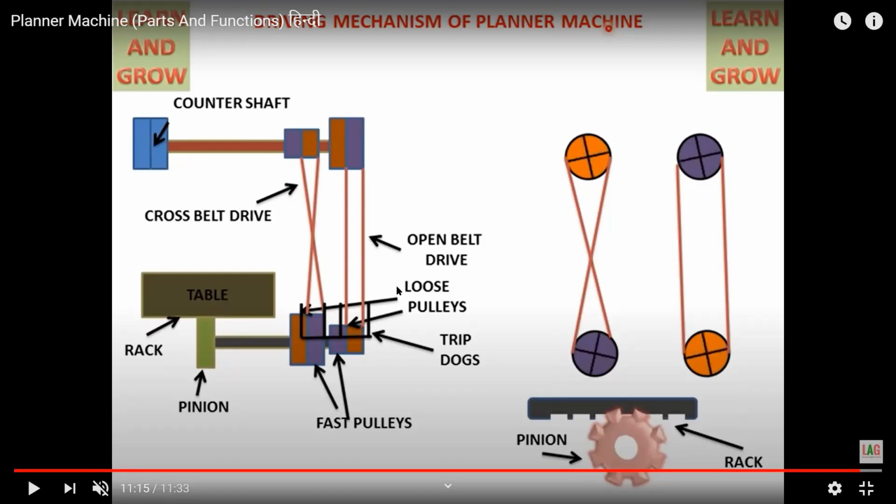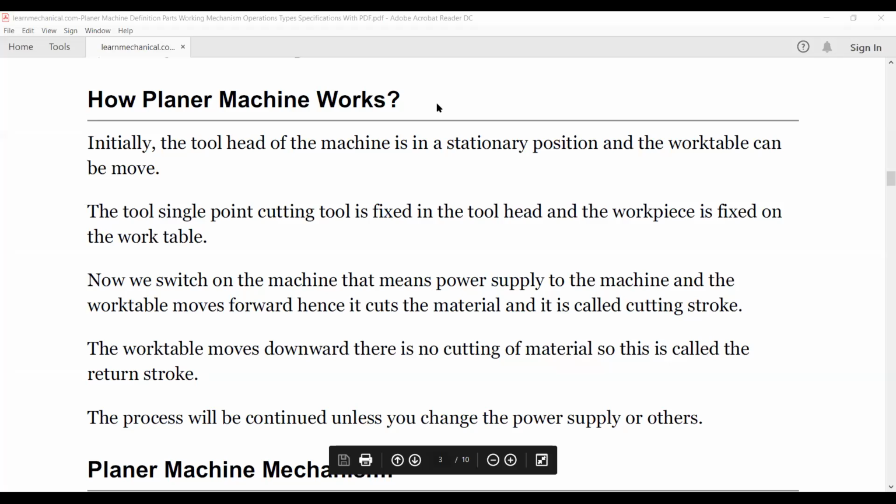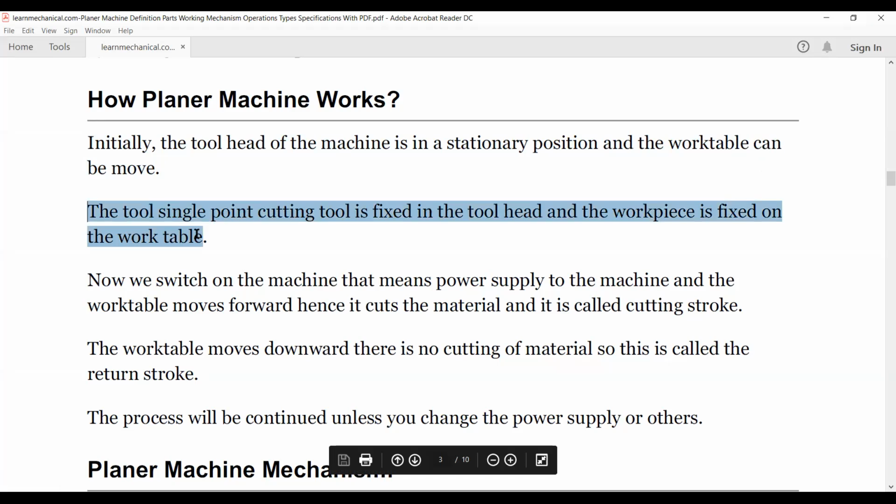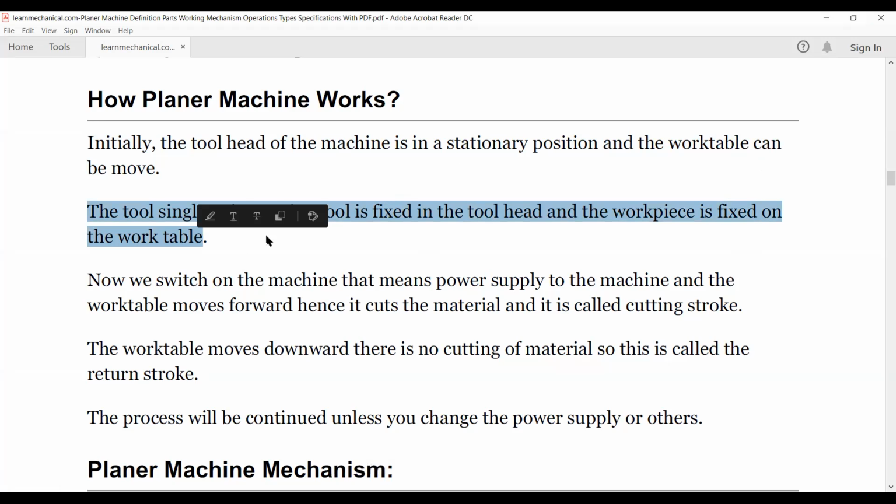So up to now we have discussed the various parts of a planar machine as well as the mechanism of a planar machine. Now we are discussing how the planar machine works. We have discussed almost the working also. So you can see initially the tool head of the machine is in stationary position and the work table can be moved. We all know that the cutting tool is stationary here and the work table can be moved. The single point cutting tool is fixed in the tool head and the workpiece is fixed on the work table.